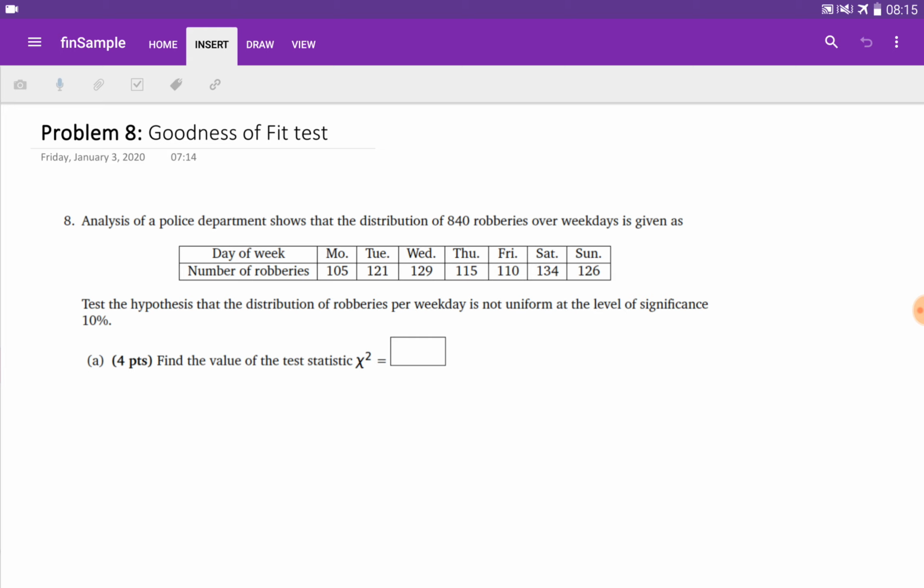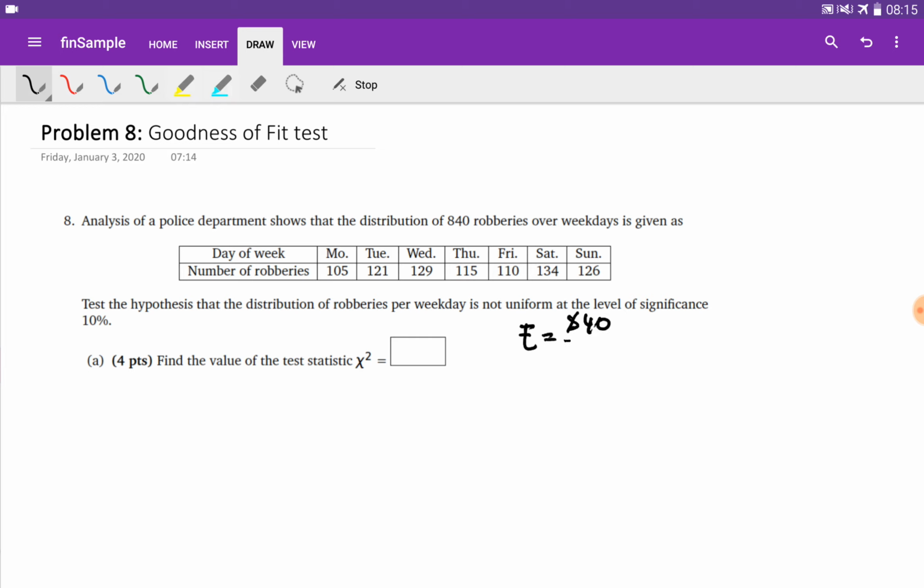So the claim is telling you that the expected frequency is going to be the uniform distribution over the weekdays. It means that every day is going to have the same number of robberies as any other day. So basically we need to divide 840, which is the number of robberies for all the days, by 7, which is going to be 120, right?